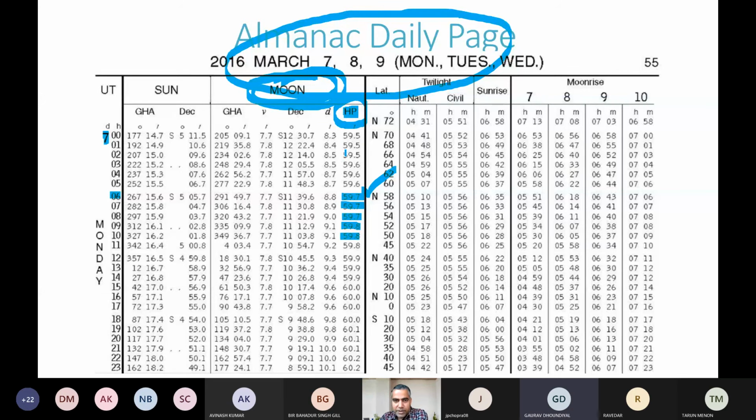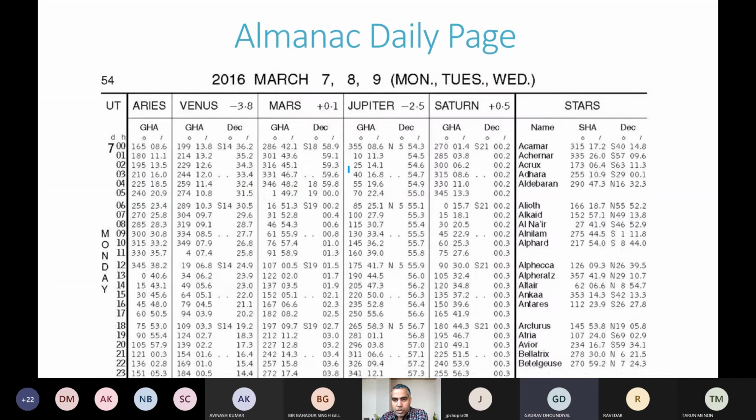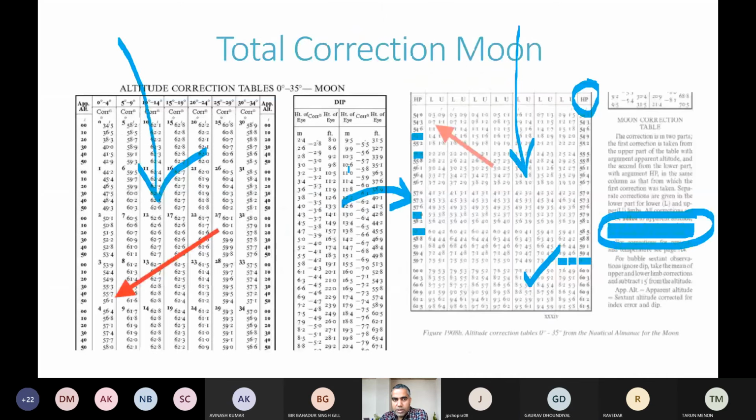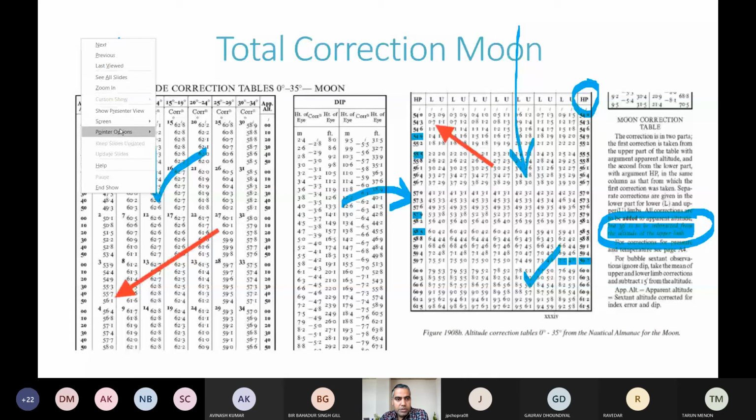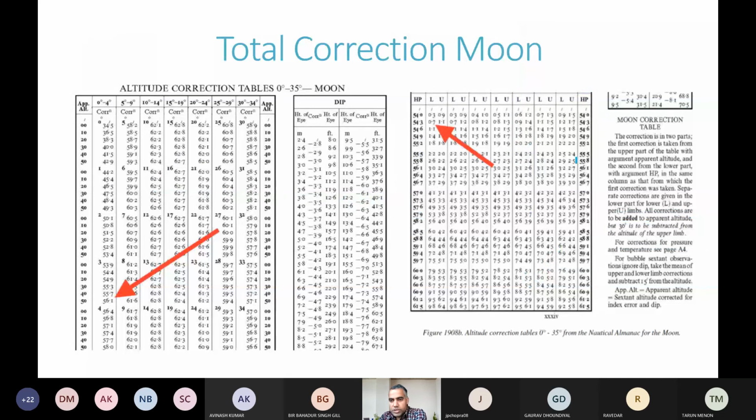Okay beta, I'll repeat again. So HP is clear, beta. You pick up the HP from the daily page. Yes sir, yes sir. You go back to the table. So in this table we will enter with HP. Let us say, just tell me, I'll give you an example. Have you taken an upper limb or lower limb observation, beta? Just pick up any one. Lower limb sir. Okay, so it's a lower limb observation.